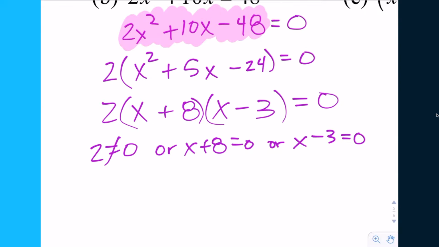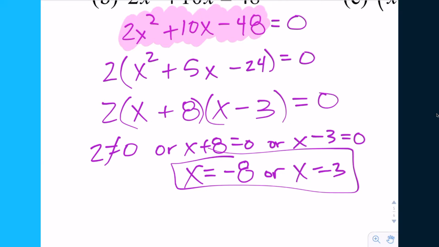Will x plus 8 equal 0? Yep, when x is negative 8. Will x minus 3 equal 0? Sure, when x equals 3. So here are your 2 possible solutions.